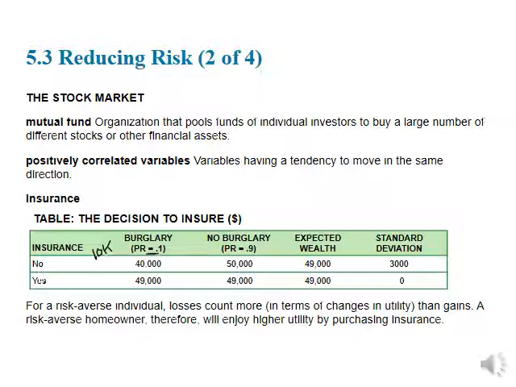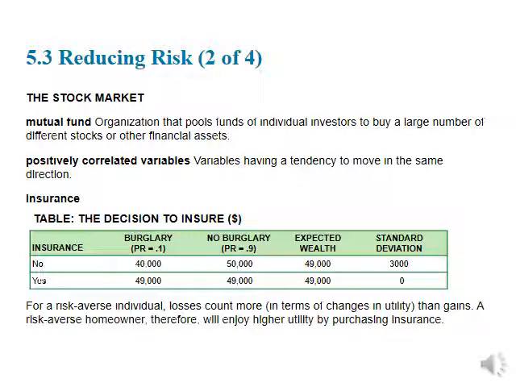In other words, in the state of the world where there's no burglary, you have $50,000. In the state of the world with a burglary, you have $40,000. Burglaries happen 10% of the time, which means in expectation, you have $49,000. But there's a large standard deviation in your wealth between the good state of the world, where there's no burglary, and the bad state of the world, where you get robbed.